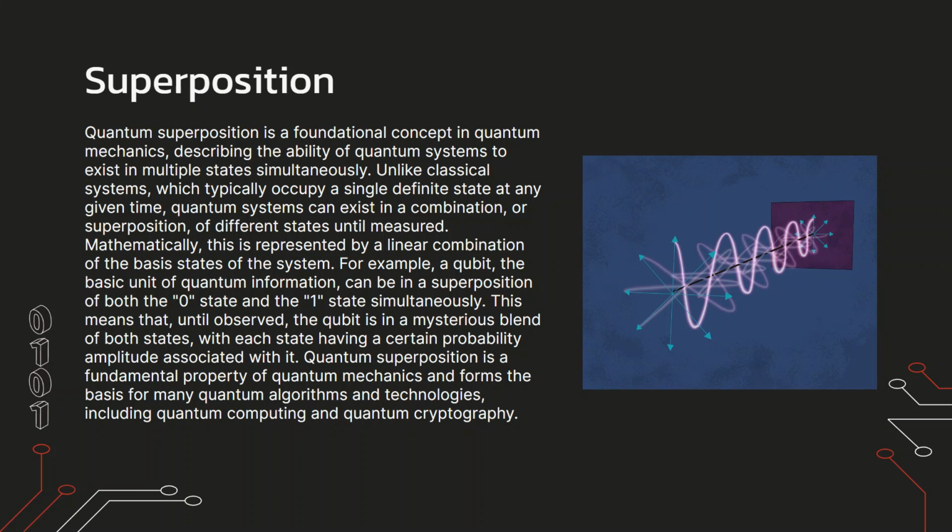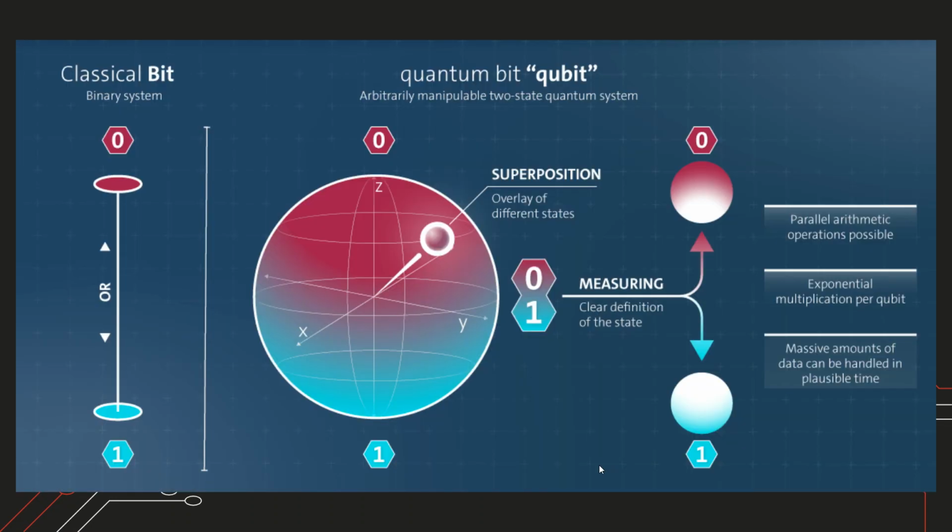For example, a qubit, the basic unit of quantum information, can be in a superposition of both 0 and 1 states simultaneously. This means that until observed, the qubit is in a mysterious blend of both states, with each state having a certain probability of amplitude associated with it. Quantum superposition is a fundamental property of quantum mechanics and forms the basis of many quantum algorithms and technologies, including quantum computing and quantum cryptography. These both will be covered in a later video.